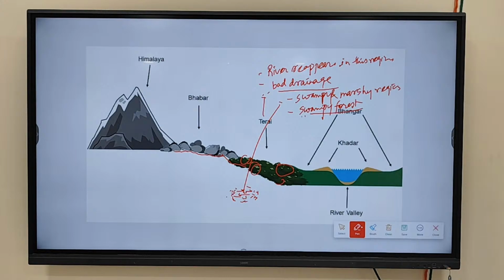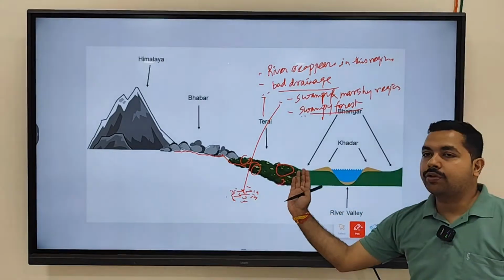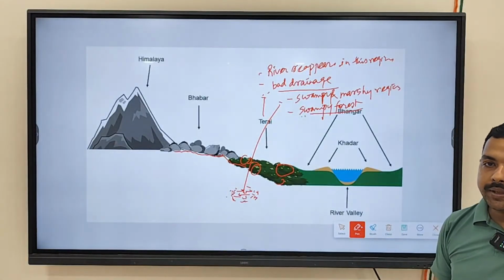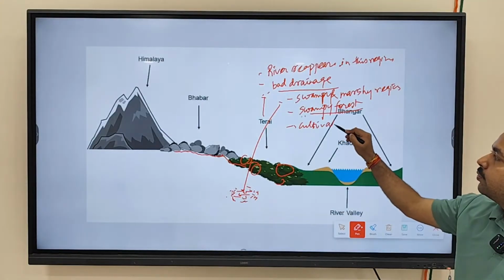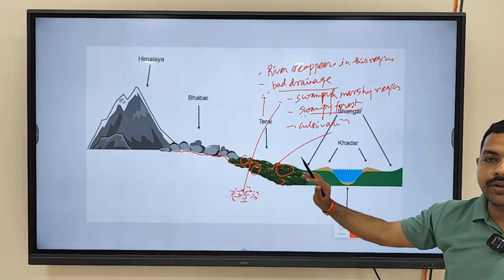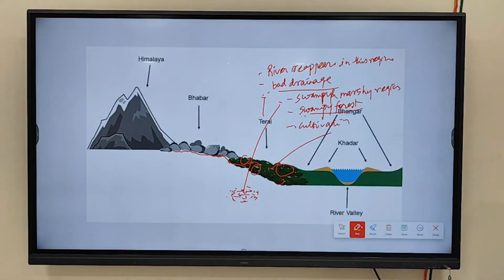As we discussed here, what is happening? Here, water is sticking around, bad drainage is there, but water is not moving. So now these swampy forests are being cleared. Why are the swampy forests being cleared? Humans are clearing this forest because of cultivation. We are now using this region for cultivation. So we are clearing the swampy forest and using it for cultivation.